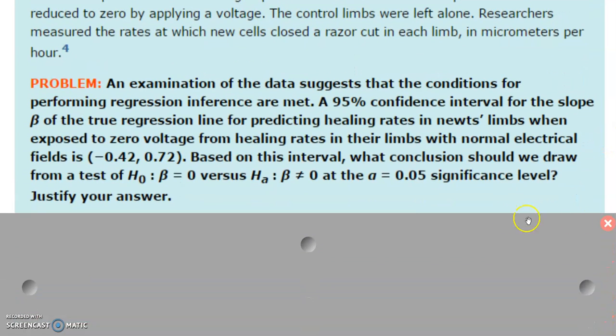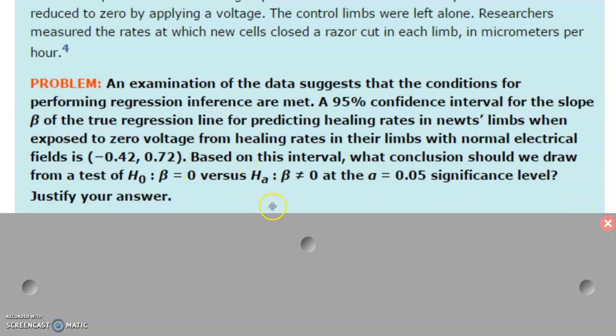So, an examination of the data suggests that conditions are met, and then a 95% confidence interval for the slope of the true regression line predicting healing rates when exposed to zero voltage from healing rates in the limbs with normal electrical fields is given by this, negative 0.42 to 0.72. Now, based on this interval, what conclusions should we draw from a test of beta equals 0 versus the alternative of beta does not equal 0 at the significance level of 0.05?